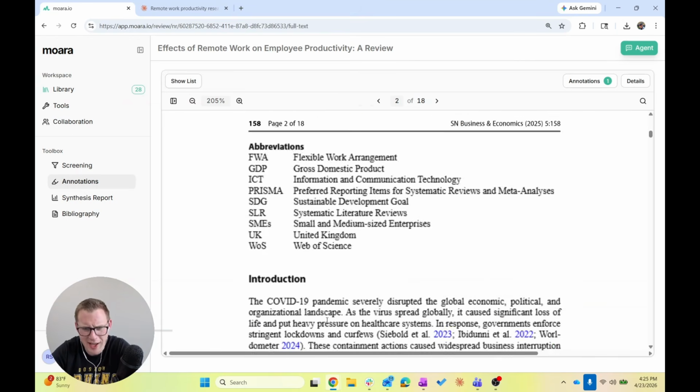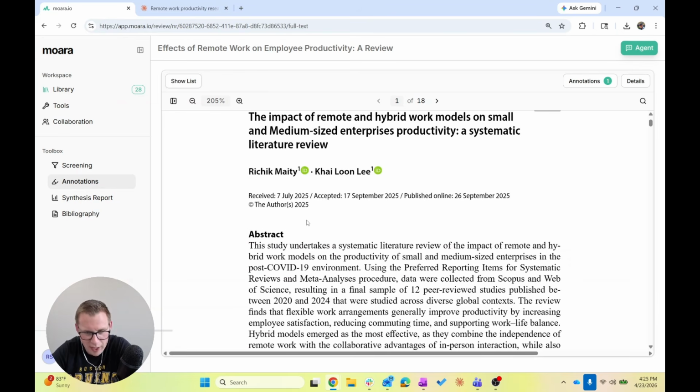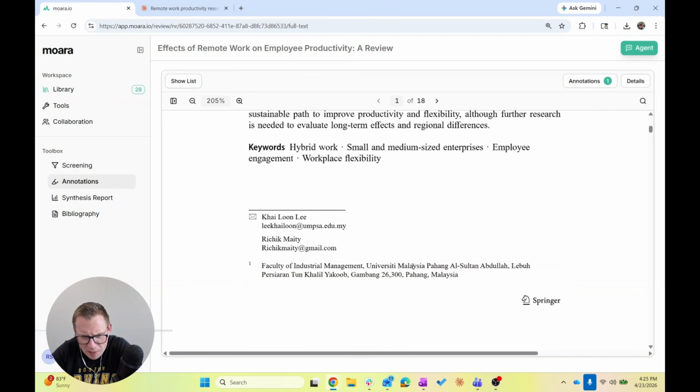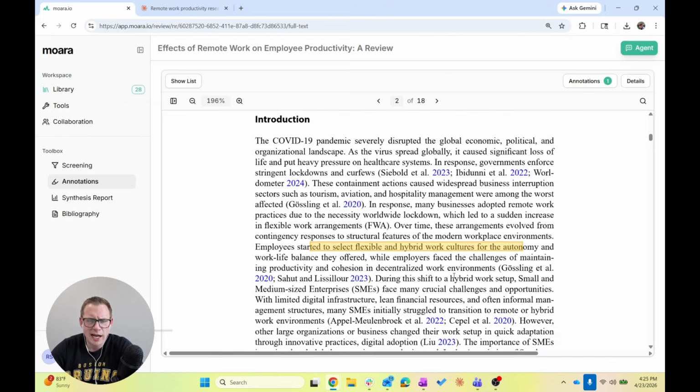Title and abstract. Okay, yes, that's this study. Ideally, I can get a handle on the authors as well. That's good to know. I'm just curious to see, University of Malaysia. Okay. Now, I'd say there are really three parts of the study that are super important.